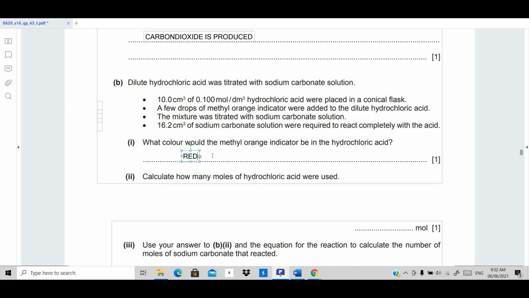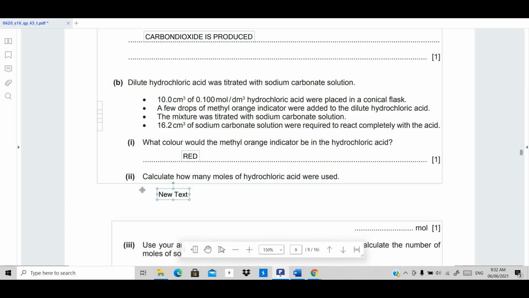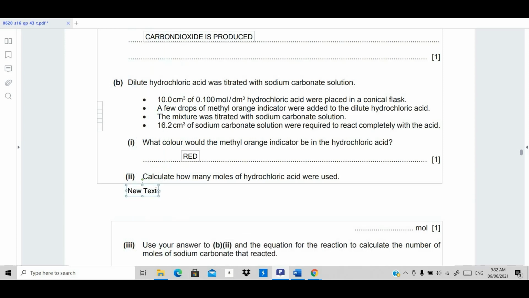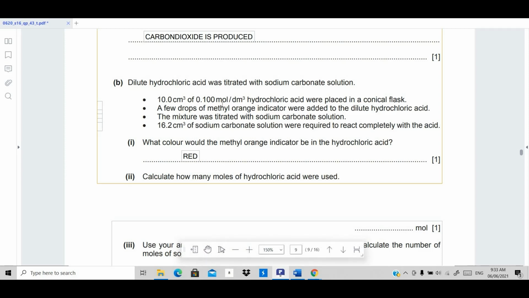Calculate how many moles of hydrochloric acid were used. Remember it's a 1 mark question, but it's not a direct question. It's asked indirectly, so firstly you need to mention the formula. Basically, they're talking about moles. In the first statement you can identify which equation we can use: 10 centimeter cubed of 0.1 mole per decimeter cubed of hydrochloric acid.